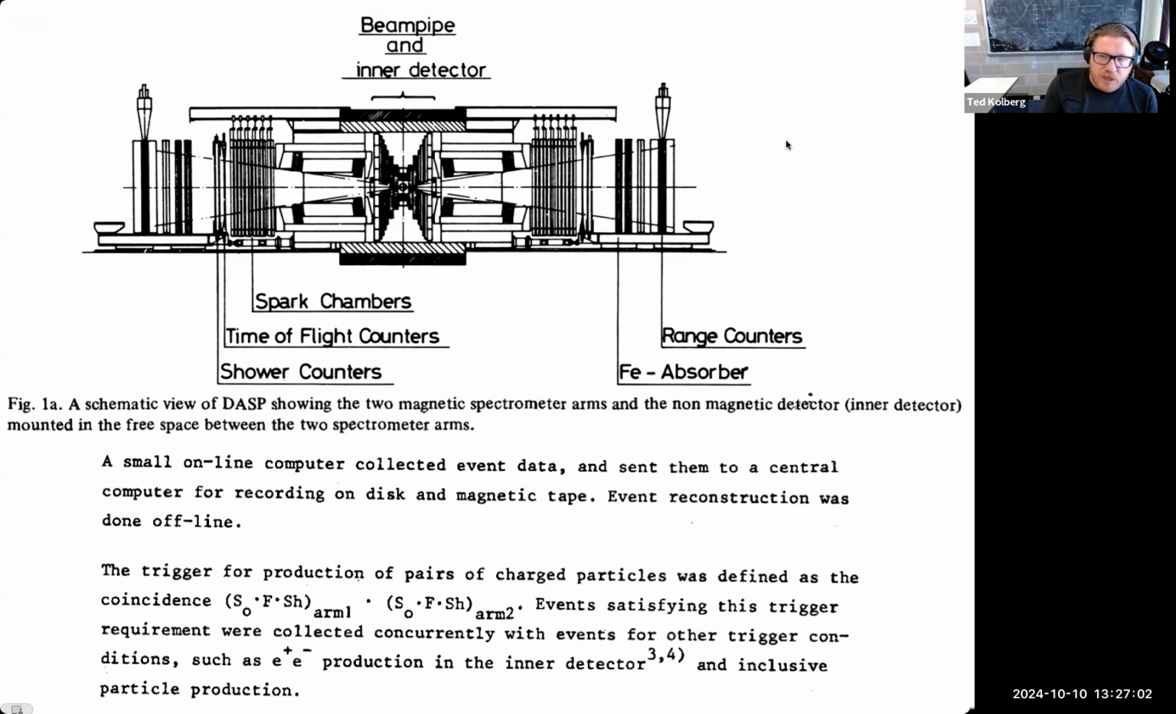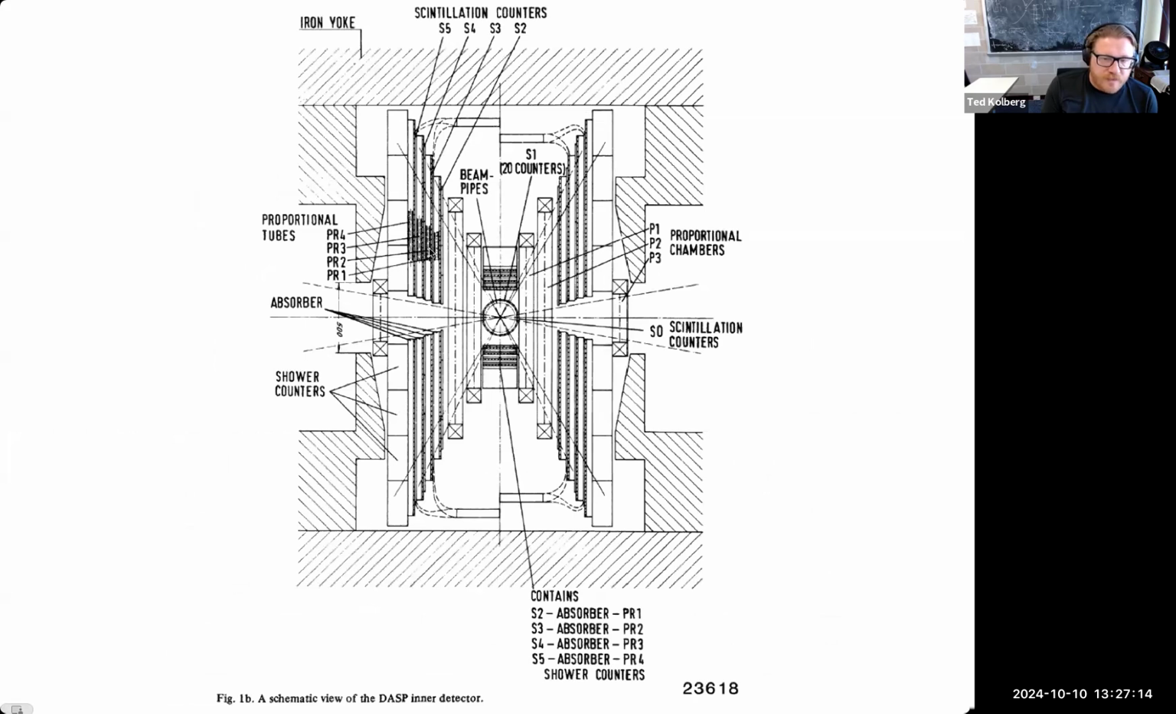The new generation of experiments coming online are going to look more and more like Mark I and less like Doris. The central detector is non-magnetic. It consists of an array of different things. You see the beam pipe here in the center. Then there's a number of shower counters surrounding. The top and bottom are instrumented with shower counters to be able to measure what particles are produced in the vertical direction that won't be measured anymore. Then there's a number of scintillator counters, multi-wire proportional chambers, et cetera, surrounding. But this is all without magnetic field.